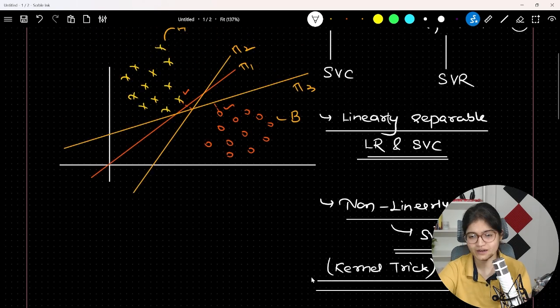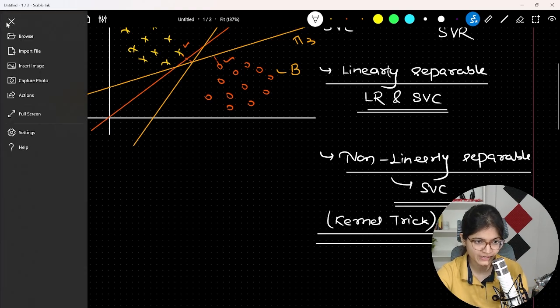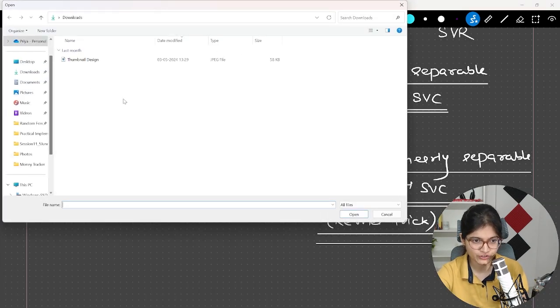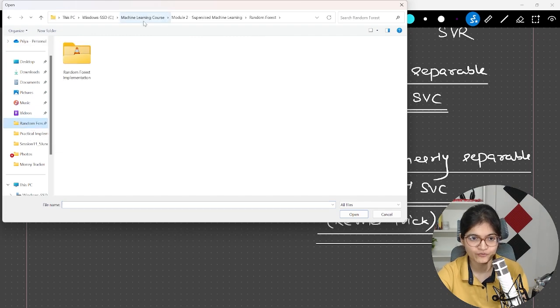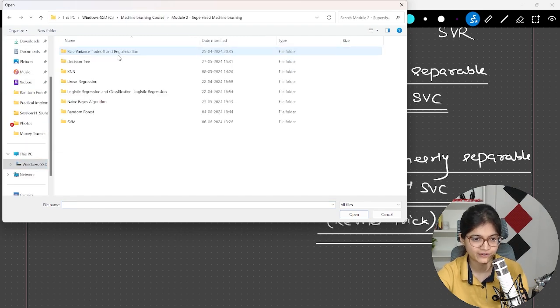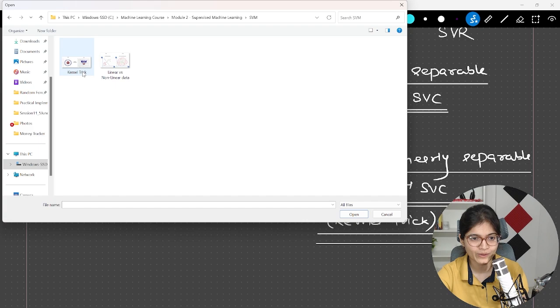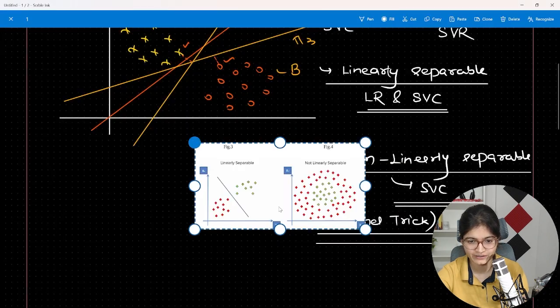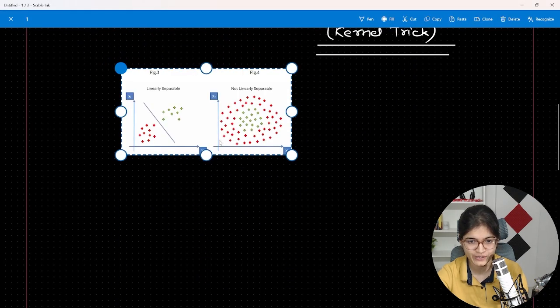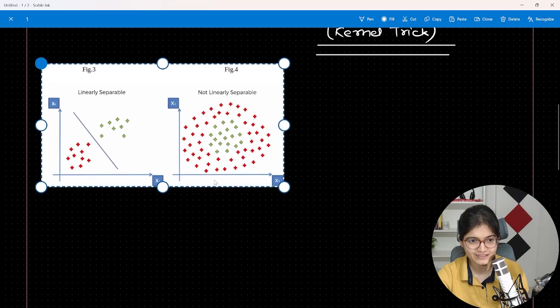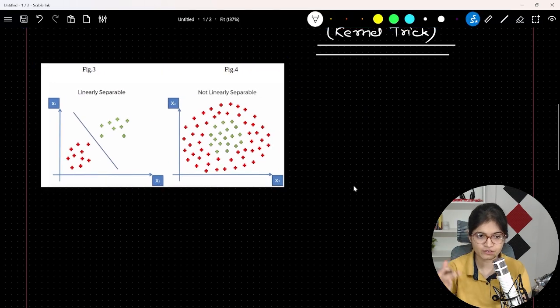If anyone is confused about the meaning of linearly separable versus non-linearly separable and wants to understand with a visualization, let me capture one image here to showcase the significance of linearly separable and non-linearly separable. I hope you can see this picture pretty well, right? Figure 3 and figure 4.